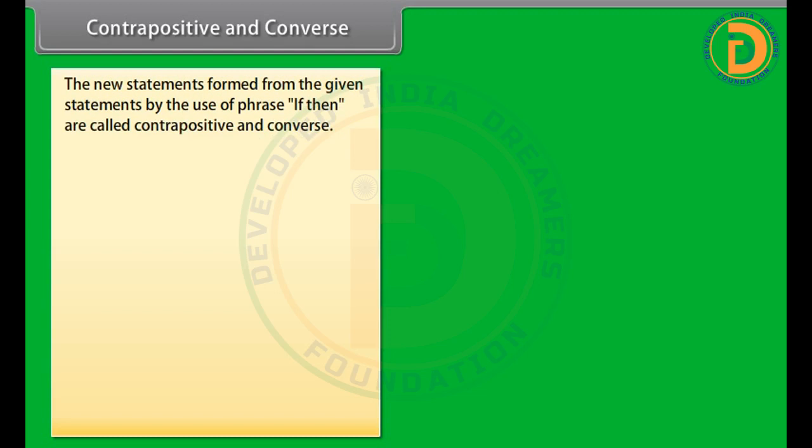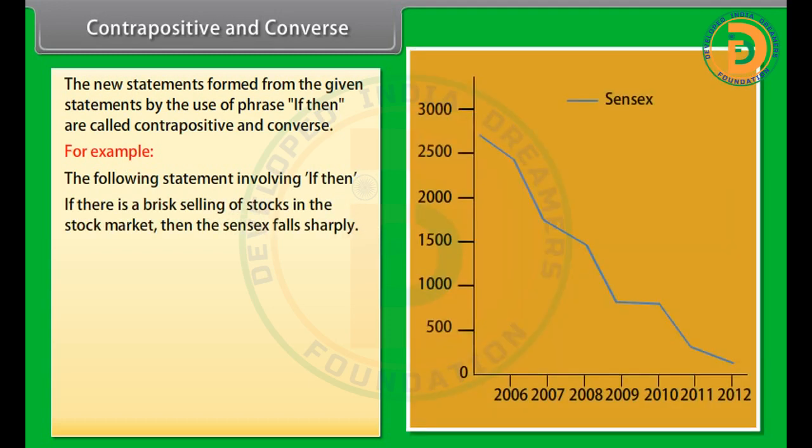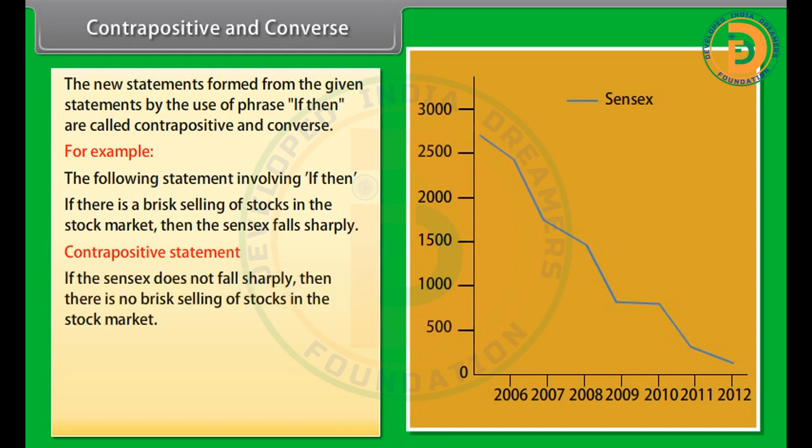Contrapositive and converse. The new statements formed from the given statements by the use of the phrase if-then are called contrapositive and converse. For example, the following statement involving if-then: If there is a brisk selling of stocks in the stock market, then the Sensex falls sharply. Contrapositive of the statement is, if the Sensex does not fall sharply, then there is no brisk selling of stocks in the stock market. Both the statements convey the same meaning.